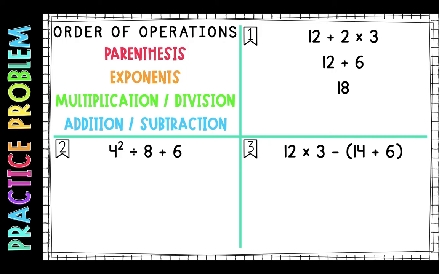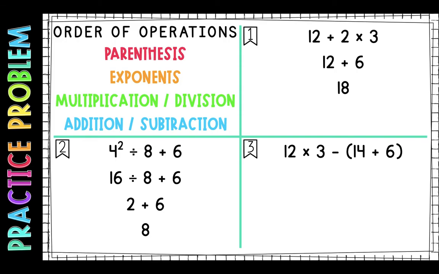Moving on to number 2. 4 squared divided by 8 plus 6. We don't have any parentheses within this expression, so we can move on to the exponent 4 squared, which means we're going to have 4 multiplied by itself 2 times. 4 times 4 is going to give us 16, so we'll rewrite this expression as 16 divided by 8 plus 6. Next, I need to move on to multiplication and division, and I see 16 divided by 8, which will give me 2, and we'll rewrite this expression as 2 plus 6, which we can solve by adding and get a final answer of 8.